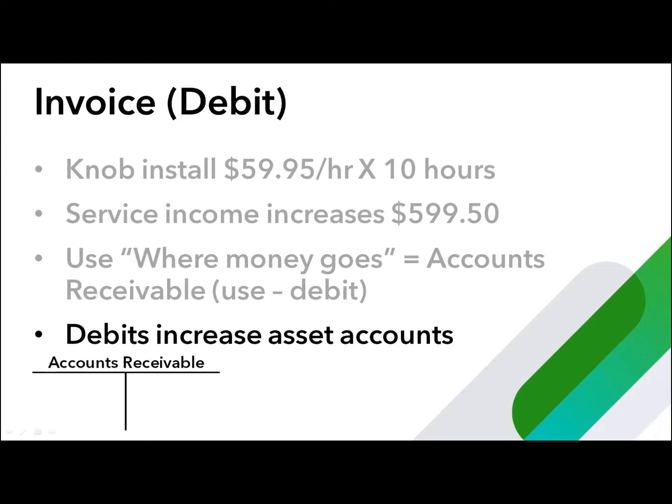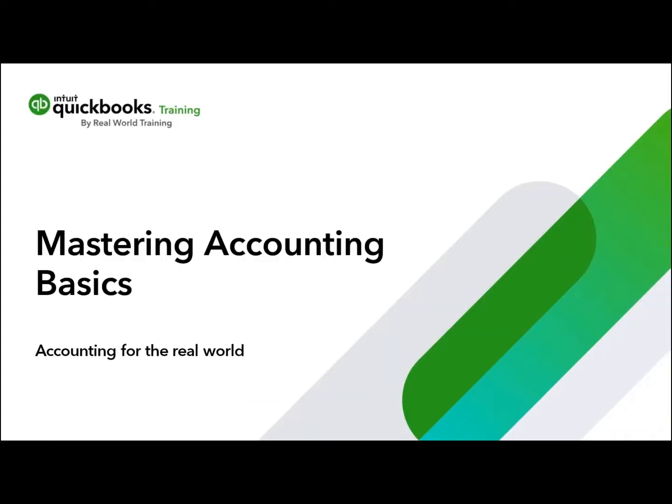Here's the accounts receivable account represented as a T. Remember, debits appear on the left. Enter the debit of $599.50 to show the customer owes the money. Now let's recall the other side of the transaction. The sale is on the right side, the credit. Note that the debits equal the credits. In the next topic, you learn how QuickBooks makes this entry for you.